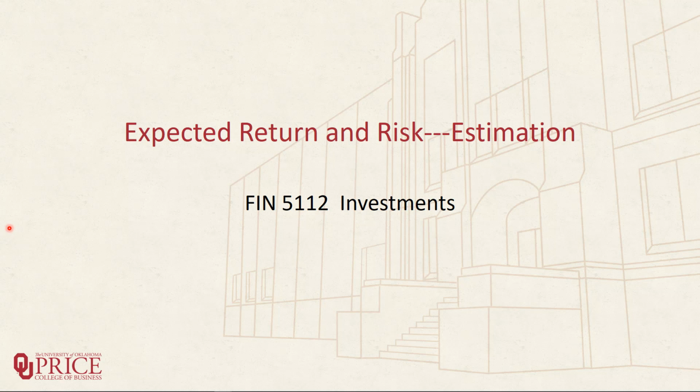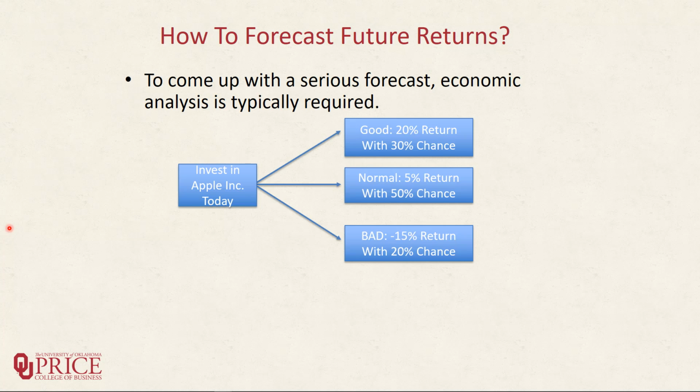In this section, we're going to discuss how to estimate the expected return and risk of an investment. So in the previous section, we discussed how to think about a future return. If you have a risky investment, we don't know exactly what the return of that investment is going to be in the future. So the best way to think about that future return is to model it using a distribution like this.